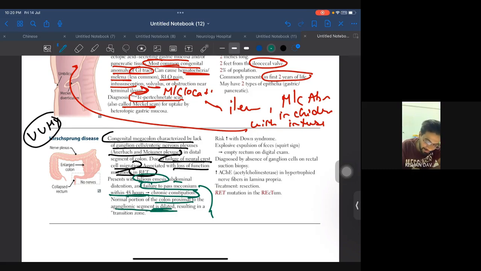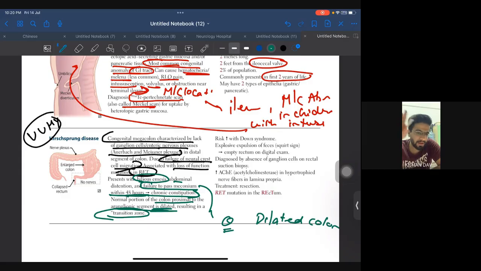dilated, resulting in a transition zone. So in the question, they will give you dilated colon. Okay, if a small baby or infant is given with dilated colon, think about Hirschsprung disease. Then all this information you need to figure out. You need to remember it.